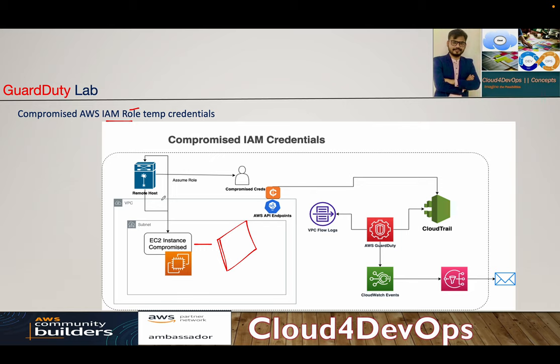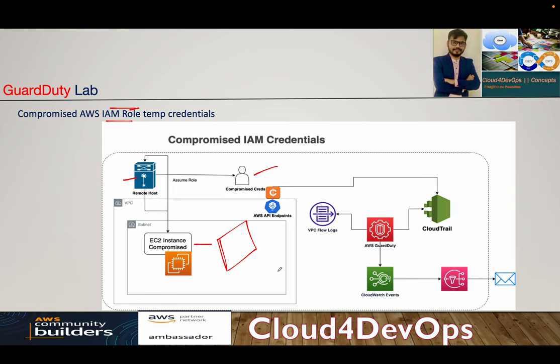Now let me walk you through the workflow. I have a remote host. In this case, I'm using AWS Cloud Shell, where I have configured the AWS CLI. I'm using the IAM role access key, secret key, and token to get access to all the systems inside your AWS environment. So if the IAM role credential gets compromised, then I'll be able to see everything as per the access that has been provided to that particular role.